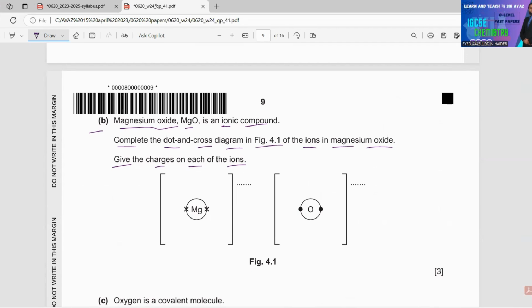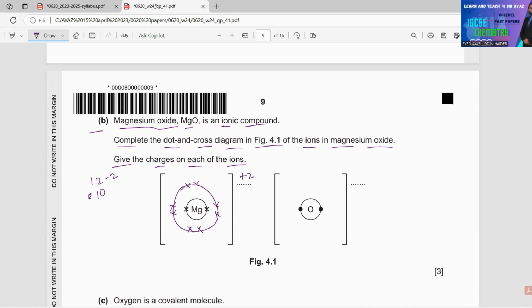The proton number of magnesium is 12. So it will lose 2 electrons. Now the number of electrons becomes 10 in this case. So it's left with 10 electrons now. 2 electrons are already shown, so I need to show 8 more electrons. 1, 2, 3, 4, 5, 6, 7, 8. As it has lost 2 electrons, it will carry +2 charge here.